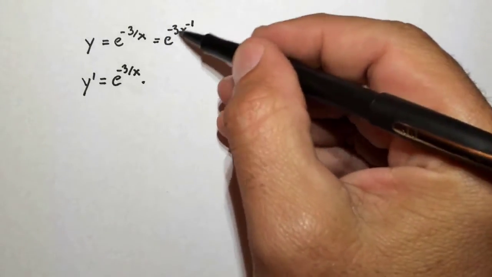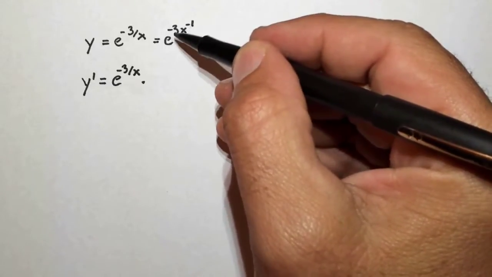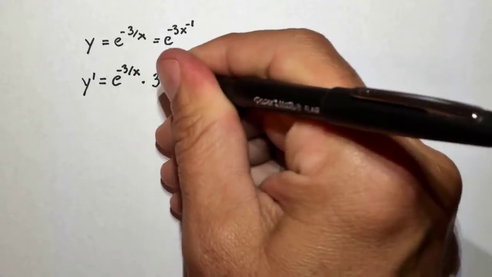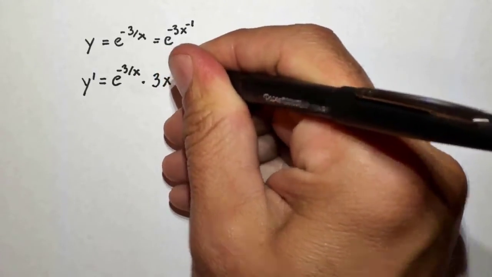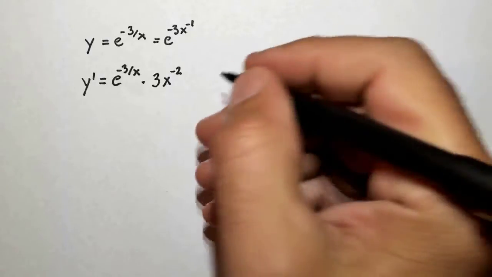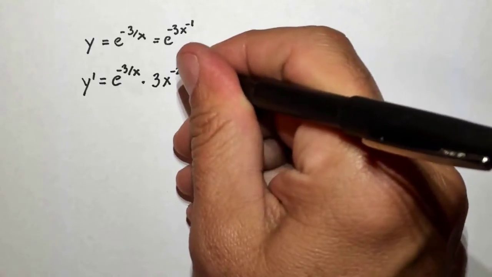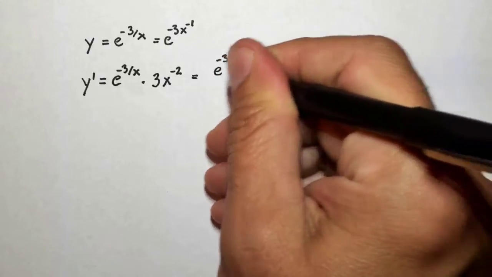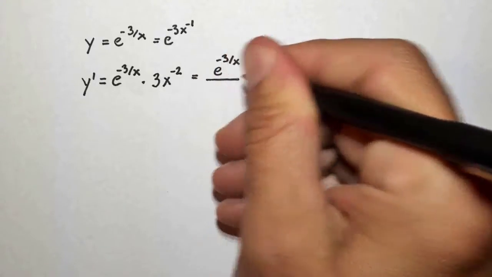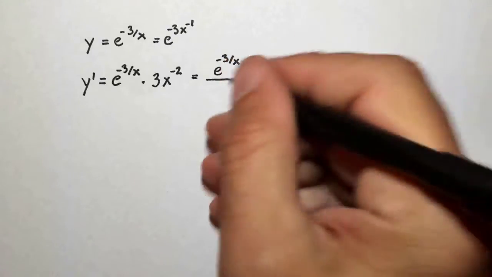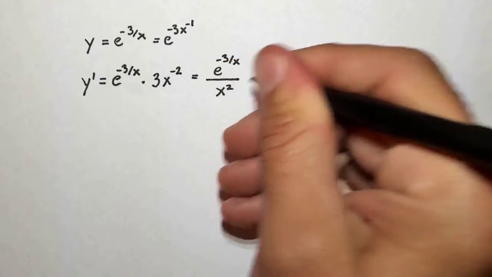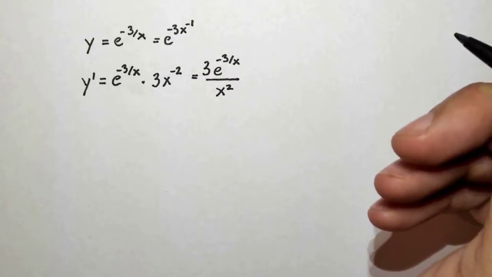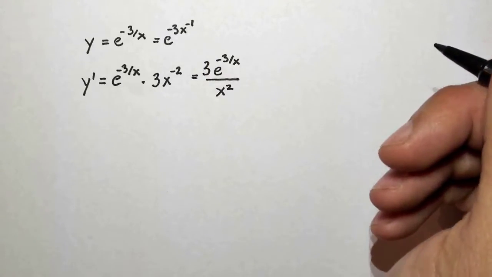The derivative of the inside function, we would bring down that negative 3, and the 3 would come along for the ride. We'd bring down that negative, so that would make that a positive 3, and we'd have x to the negative 2. So our first derivative is going to be e to the negative 3 divided by x, all divided by x squared, and we'll have that 3 up top here. So that would be our first derivative.